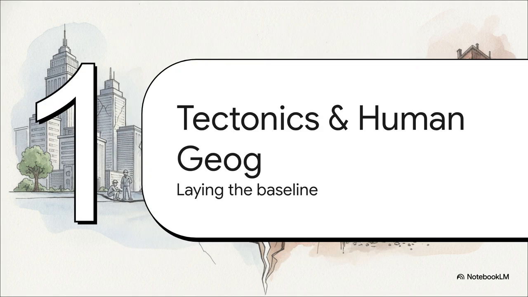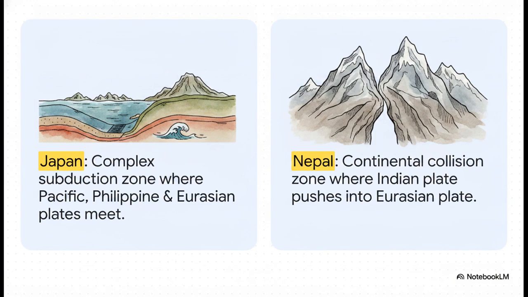All right, moving into section 2, tectonics and human geography, laying the baseline. Because before we can even begin to assess the impacts of an earthquake, we've got to understand the actual ground we're standing on. Okay, let's dive into this tectonic comparison. Japan's geography puts it right on top of one of the absolute most complex plate boundaries on the planet. It's a subduction zone, where the Pacific, Philippine, and Eurasian plates are all crashing together.